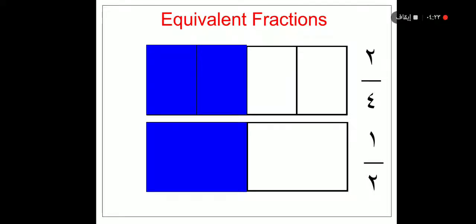As you see, the two colored parts in the two rectangles are the same. Then we can say 2 over 4 and 1 over 2 are equivalent fractions.